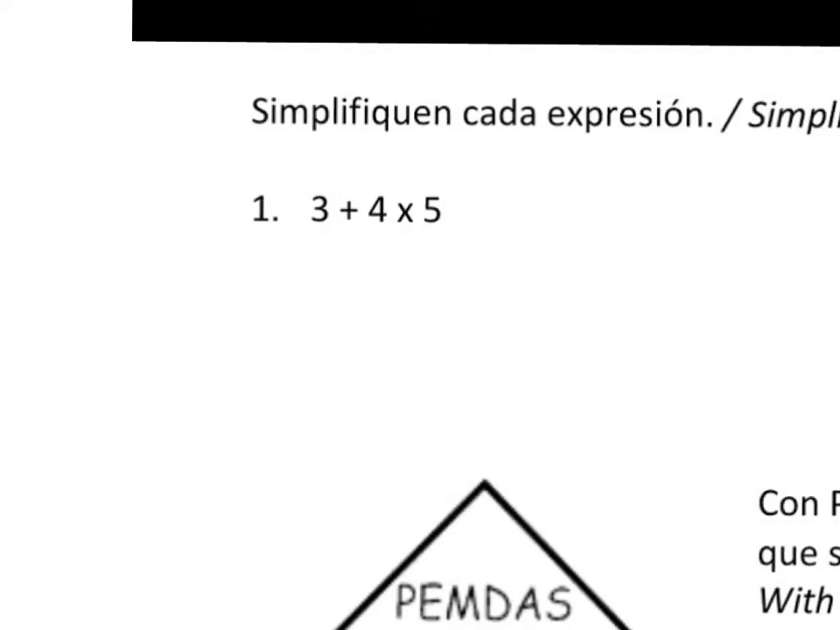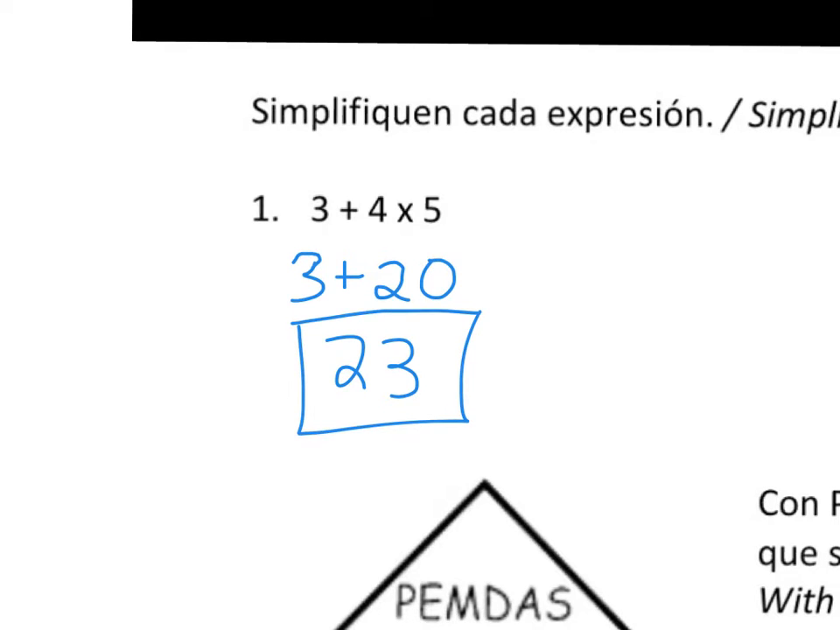So 4 times 5, 20. Bring down the 3, bring down the plus. Just copy it. 3 plus 20, 23. 23 is your final answer.